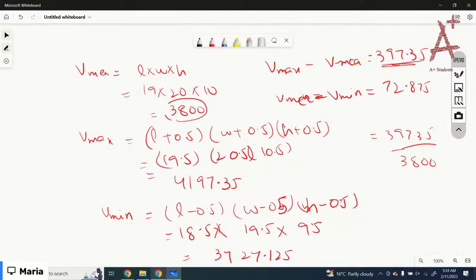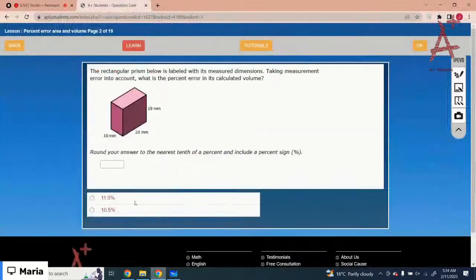That's just divide by 3800 and then multiply by 100. 397.35 divided by 3800 would be 0.10. Multiply it by 100, it would be 10%. Got it? So the calculated value is 10%. So the correct option is 10%. Let's see, it is 10.5%. Got it?